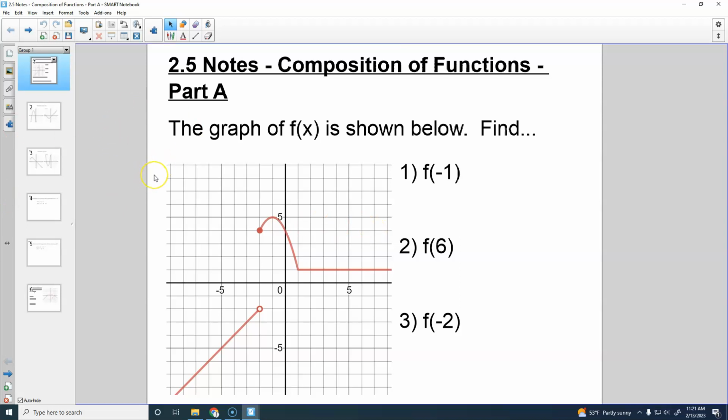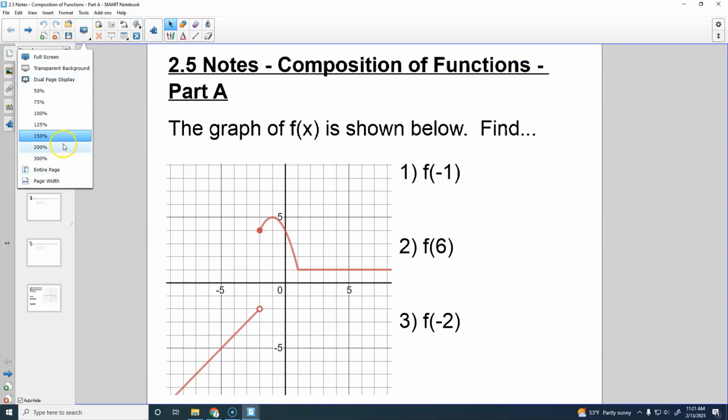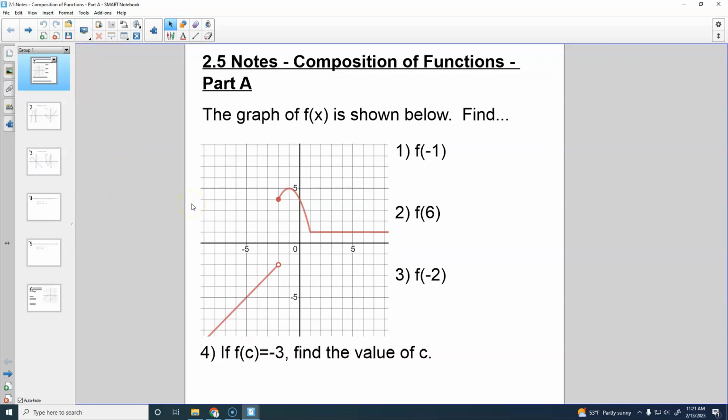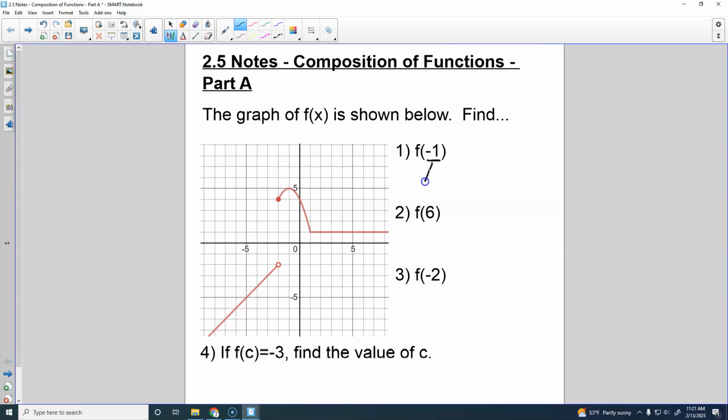Okay, so we're going to be doing composition of functions. We're going to do it from a few different ways. So one way that we're going to look at composing functions is from a graph. First I just have a graph here, and I've asked this to find several values on that graph. So whenever I see f of negative 1, it is telling me that x equals negative 1, and I need to find the y value that goes with it.